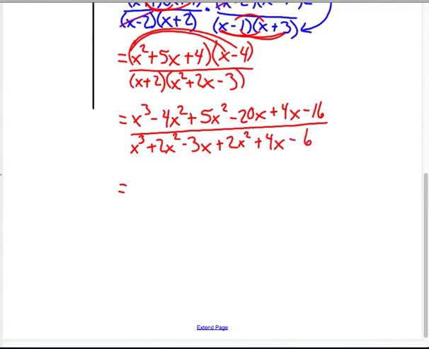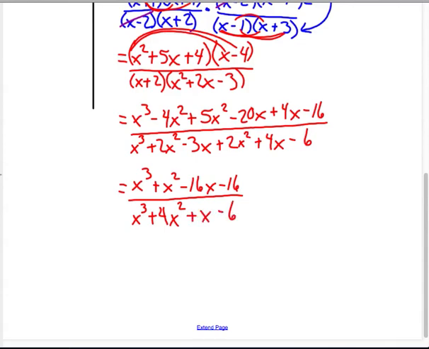And finally, I'm going to combine my like terms. So in the numerator, I've got x cubed plus x squared minus 16x minus 16. And in the denominator, I have x cubed plus 4x squared plus x minus 6.